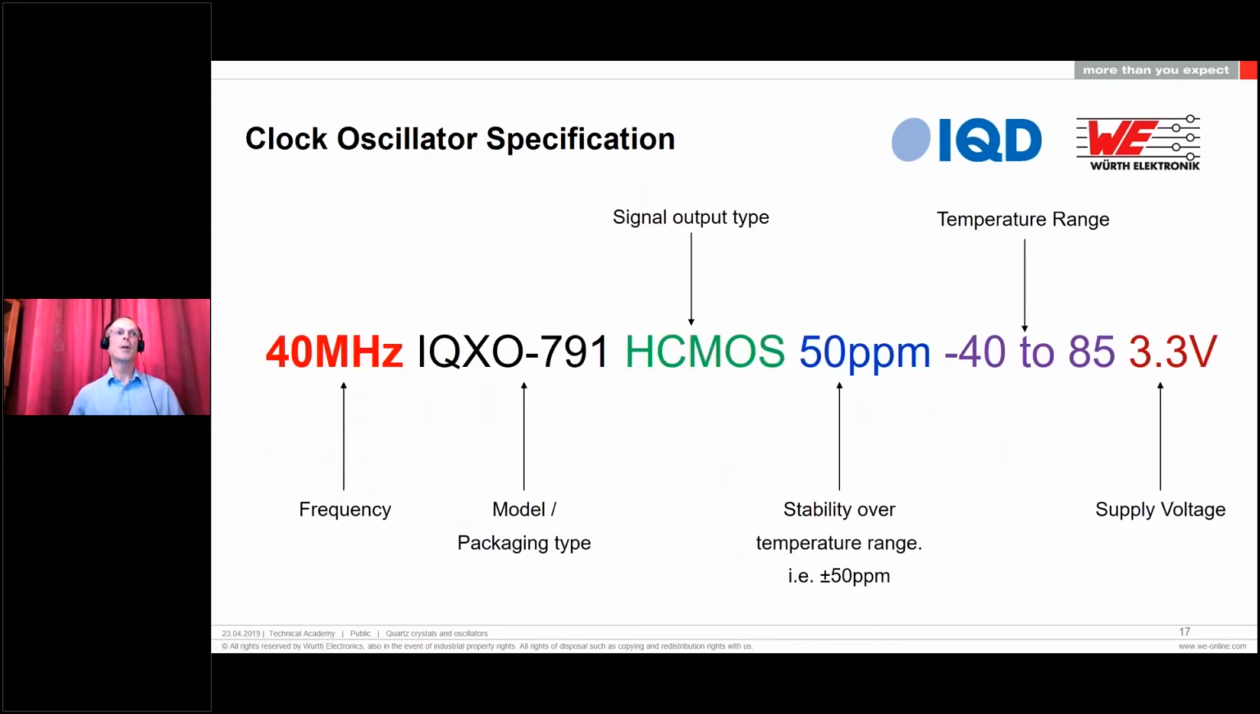This screen shows you an example of how a clock oscillator specification would look. Again, we have the frequency, in this example 40 megahertz. We have a model type. I've chosen an IQD type IQXO791. You can look that up on our website. We have an output type. In this case, it's a square wave, HCMOS. We have a value for stability over temperature range. In this case, it's plus or minus 50 parts per million. The operating temperature range, again, minus 40 to 85, and a supply voltage. And that gives you the basic construction of a simple clock oscillator specification. If you have all that information, then you're probably 95% there to specifying what you need.